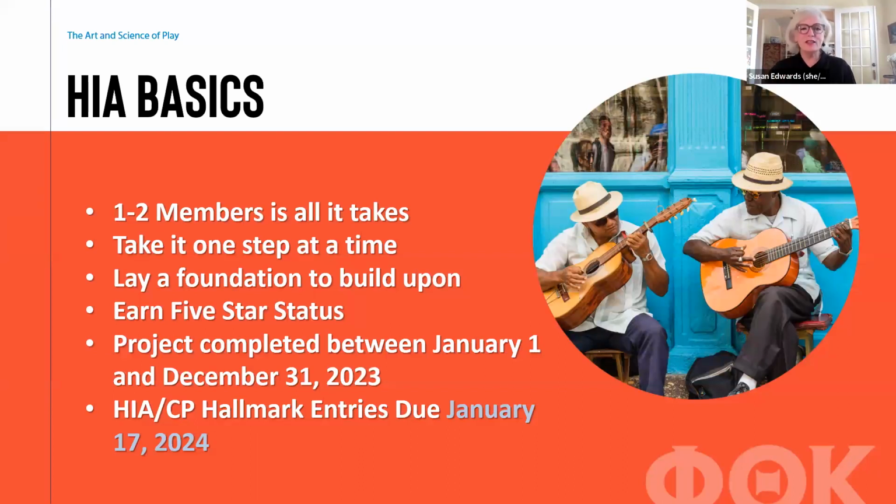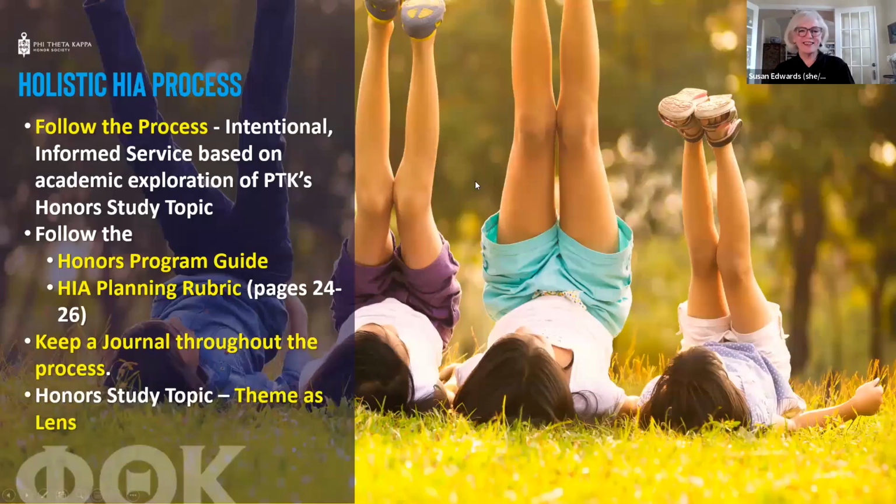Then Patty already mentioned that doing an Honors in Action project earns you that in that 5-star chapter range, to be in the 5-star Discover part of the 5-star chapter plan. You do an Honors in Action project. There's lots to discover with Honors in Action. And then I'm going to talk about the process and thinking about this holistically, because I want you to think about the Honors in Action process holistically from the very beginning when you open that Honors Program Guide to the very end when you click Submit on or before January 17th, 2024. So those are the basic things to keep in mind. Let's talk about Honors in Action and getting started. Go to the next slide, please.